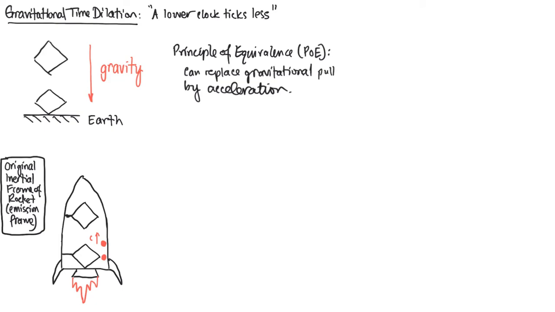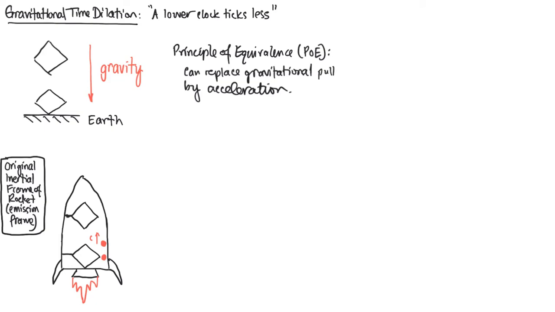Those are valid in an inertial frame. So the frame that we're going to use is what I'm calling the original inertial frame of the rocket. In other words, this rocket, say, was at rest in this frame when it emitted the two photons. As soon as that second photon has been emitted, this rocket starts accelerating.